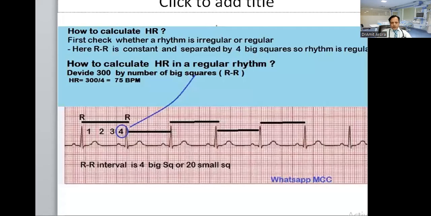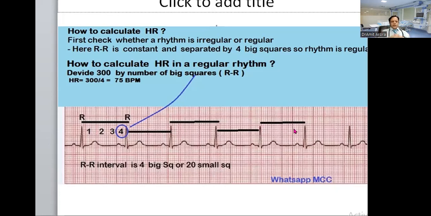Let us discuss how to calculate the heart rate. The method of calculating heart rate is different in regular and irregular rhythms. When I say regular rhythm, that means the RR waves are separated by an equal distance, equal small squares or big squares, as I have shown here. So this is the regular rhythm. As you can clearly see, even by judgment, you don't have to count the squares. You can tell that this rhythm is regular.